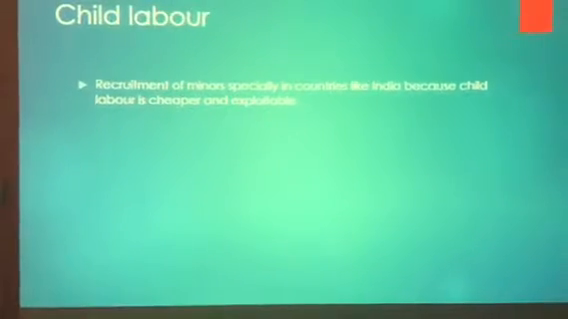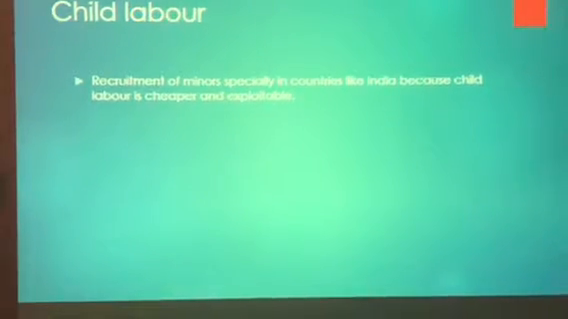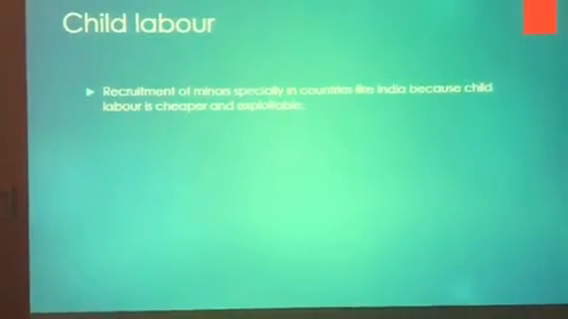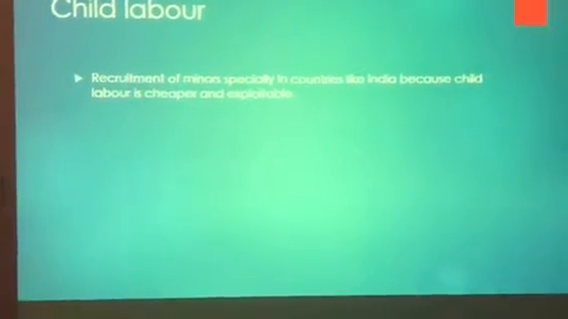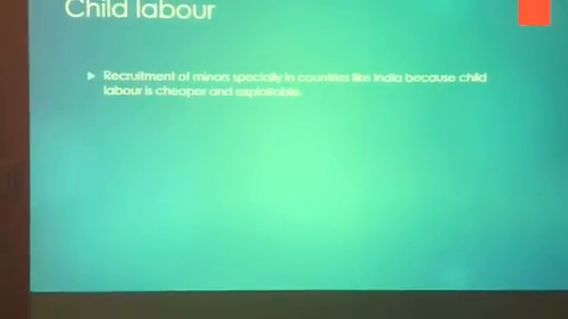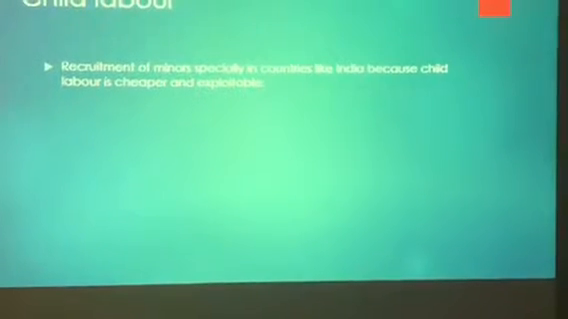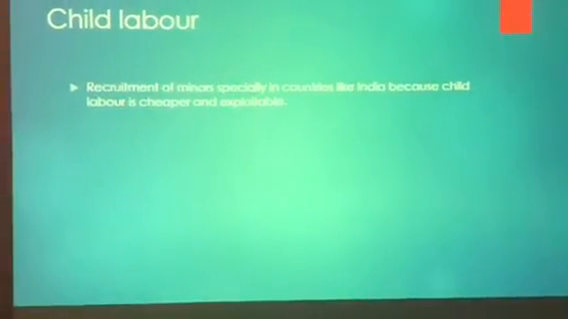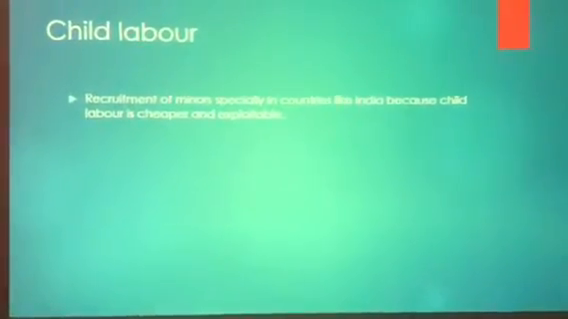So the most important is child labor. In countries like India, where there is a tourism destination, most of the child labor is hired for services. People hire this labor because it is cheaper and more exploitable, so they can get more benefits out of that.